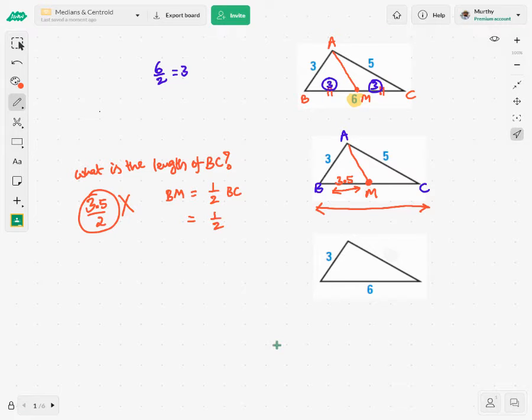So half of BC, I don't know what is the length of BC, but I know the length of BM equals 3.5. In order to find the value of BC, you multiply by 2 on both sides. So the length of BC equals 2 times 3.5. You can make use of a calculator. It is 7 units. This is the extra one.